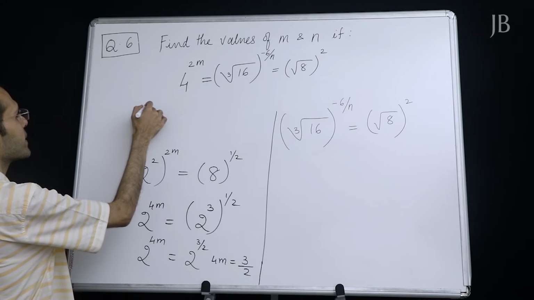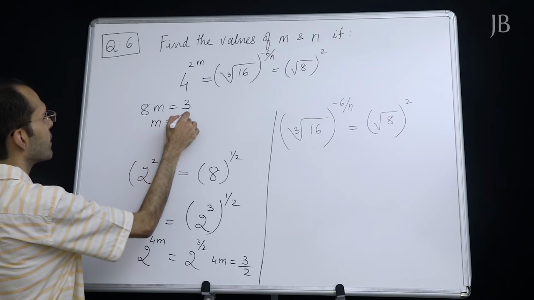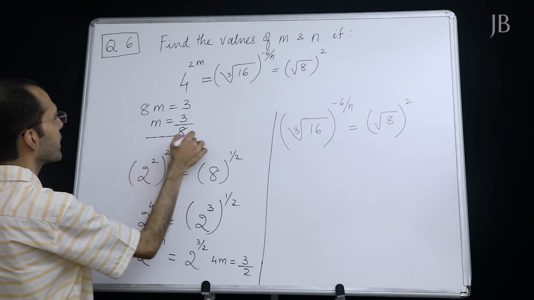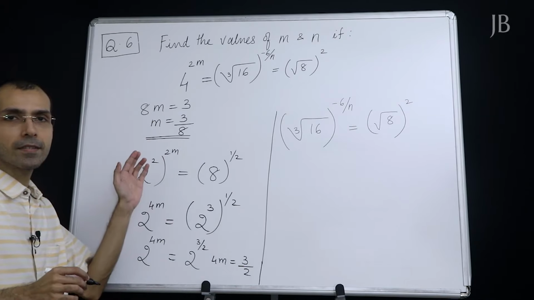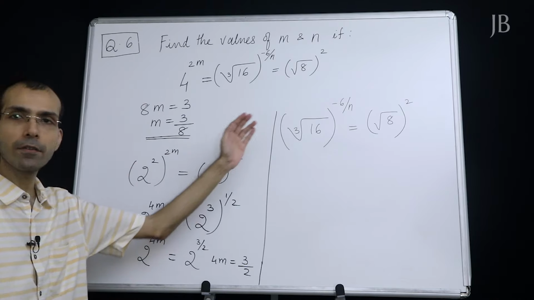This will become 8m is 3. So m will be 3 by 8. So this completes your m. Unknown m is now known. Now we will look here.